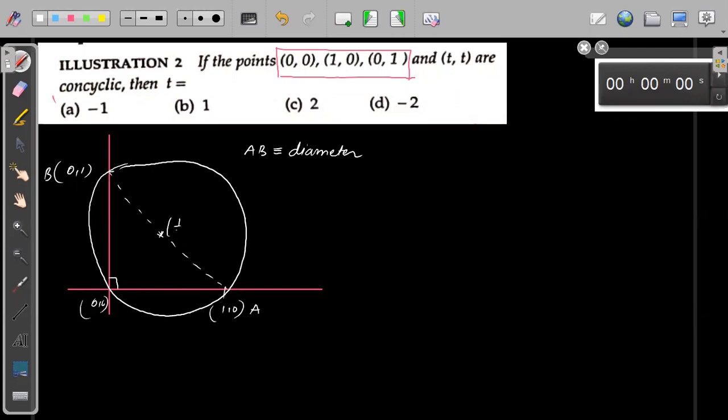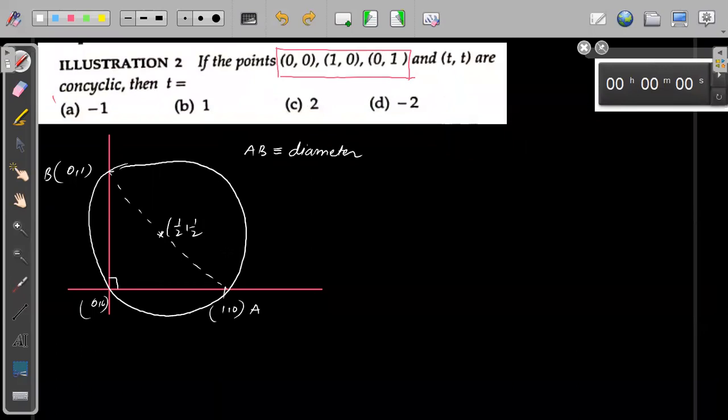So the midpoint of the diameter will be 1 by 2 comma 1 by 2. One method is this, right? Like the square, it is the diagonal because it is the diameter. So now any point of the form t comma t will lie on which line? This point will lie on the line y equals x. No matter where the point is, t comma t will lie on the line y equals x.